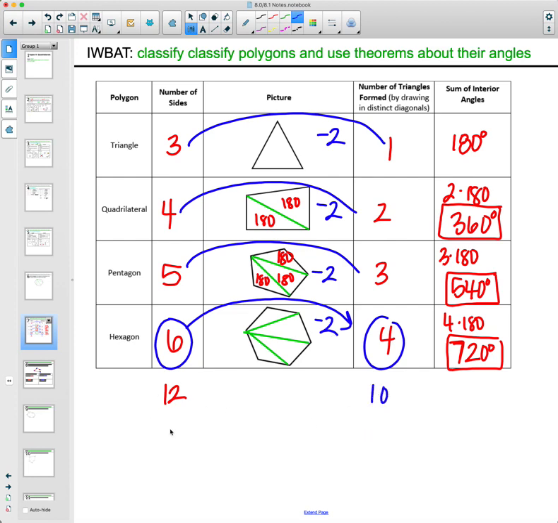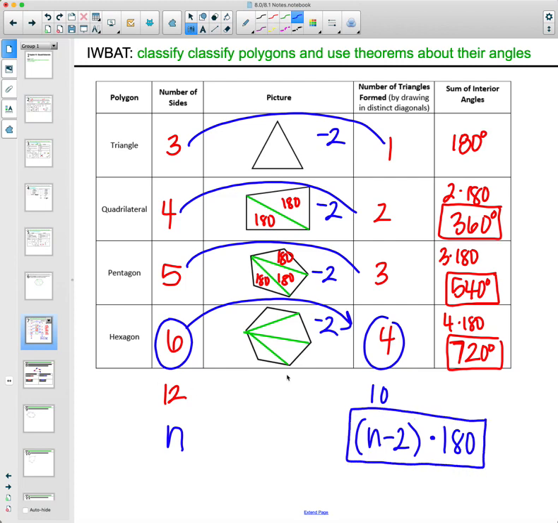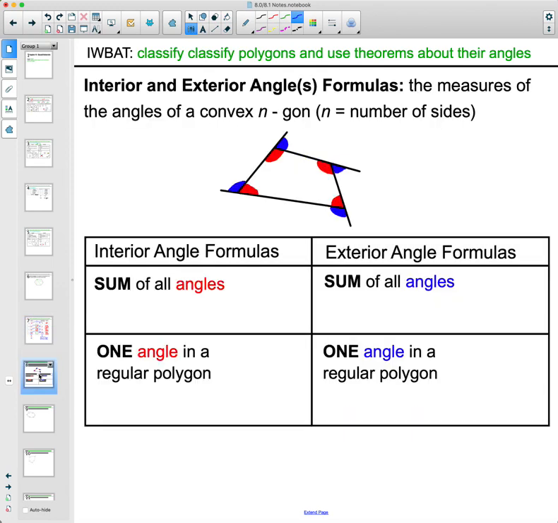Or if I didn't know the number of sides, if I wanted to write a formula and I just wanted to say there are n sides, that means that there are going to be n minus 2 triangles, and then we would multiply that number by 180 to get the interior sum. So this is going to be our interior sum formula. So let's take a look.